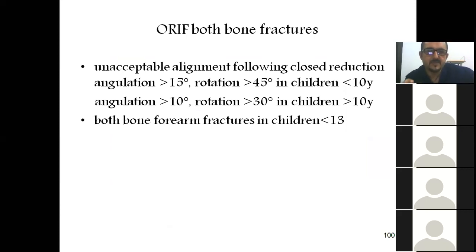So regarding unacceptable alignment following closed reduction: angulation of more than 15 degrees or rotation of more than 45 degrees in any child less than 10 years, and angulation of more than 10 degrees or rotation of 30 degrees in any child more than 10 years, or both bone forearm fractures in children less than 13 years. After that age, we manage the patient operatively.